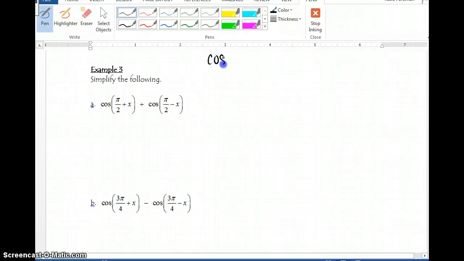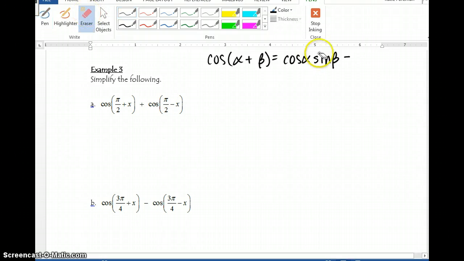Okay, so cosine of alpha plus beta, cosine of the first times sine of the second. Change the operation. Oh, that's wrong. Sorry. Cosine of the first times cosine of the second. Change the operation. Sine of the first, sine of the second.